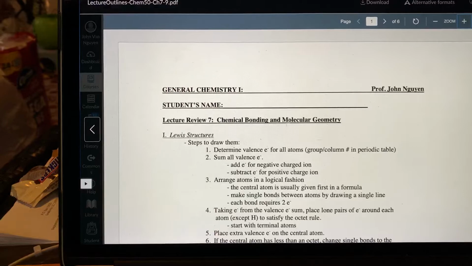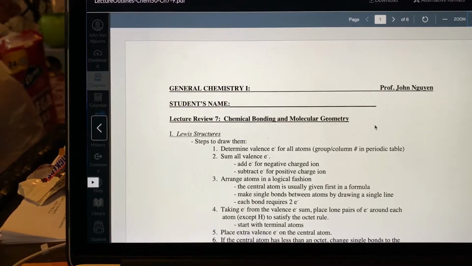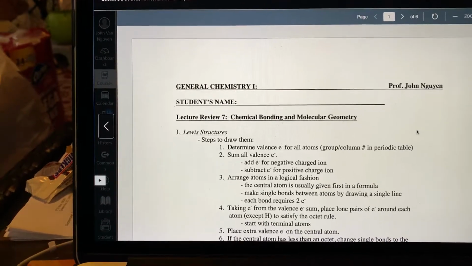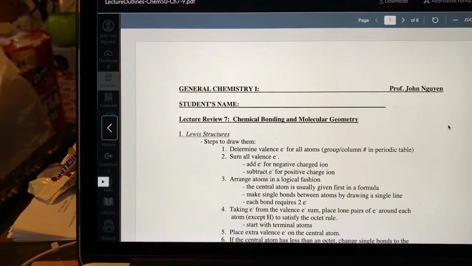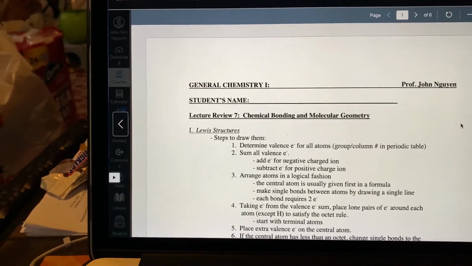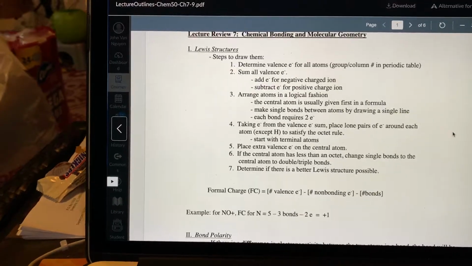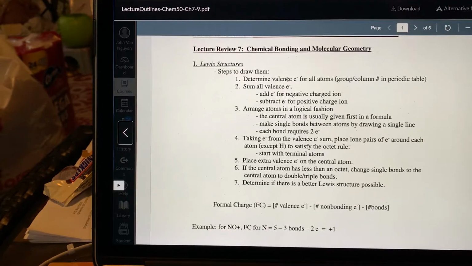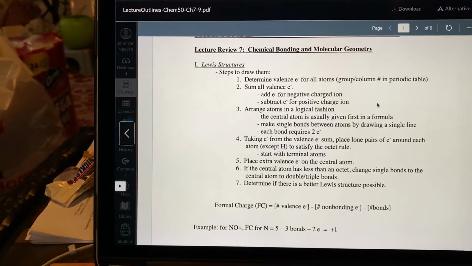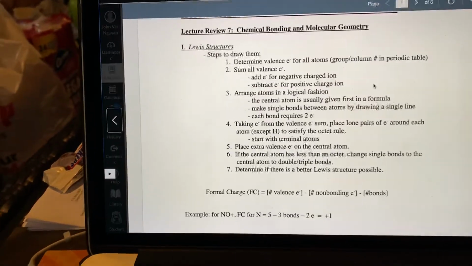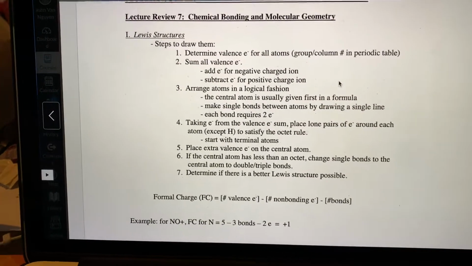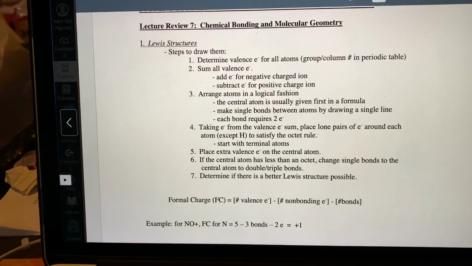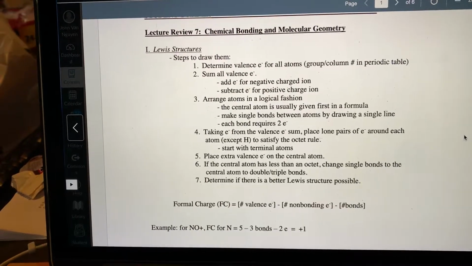For Chapter 7, the main goal is to be able to draw Lewis structures and predict the molecular geometry of the molecules. Here are a few steps to determine. First, we need to determine the valence electrons, and each valence electron is represented by a dot. Now, after you get the valence electrons, you can follow all these steps to figure it out, but there's an easier way to do that.